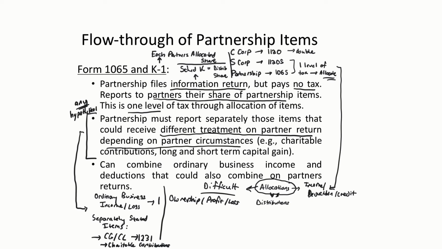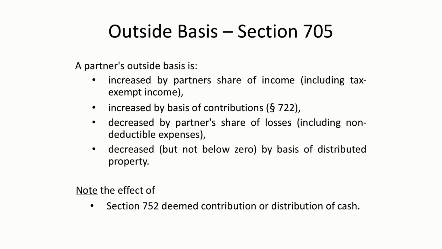Okay, so there's the separately stated items, and there's also the ordinary business income loss item, which we lump together. And the idea there is we combine ordinary business income and loss or deductions because it makes no difference the kind of taxpayer you have. They are just going to be treated as ordinary income, ordinary loss. You can lump it together, and it flows over as line 1 from the K1. Okay, outside basis, section 705.